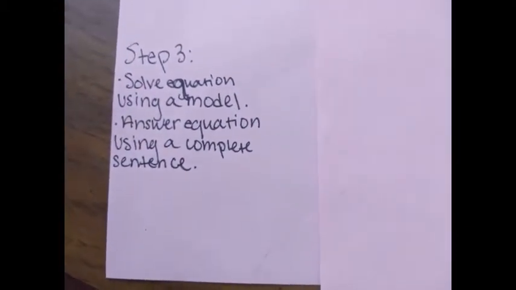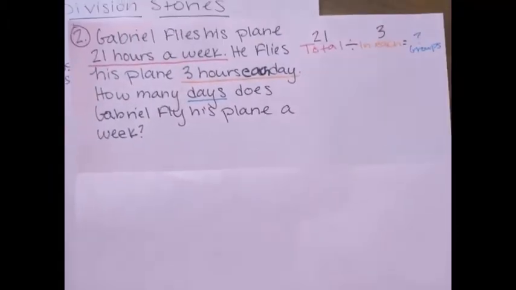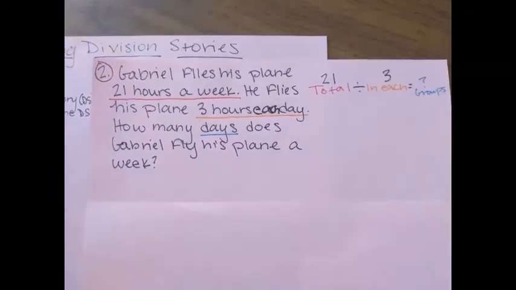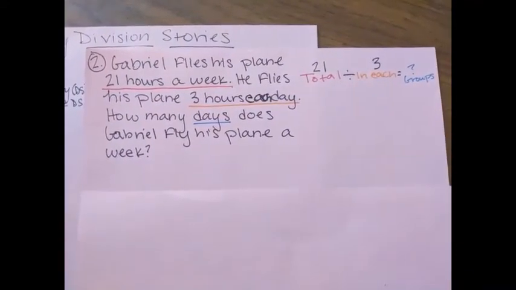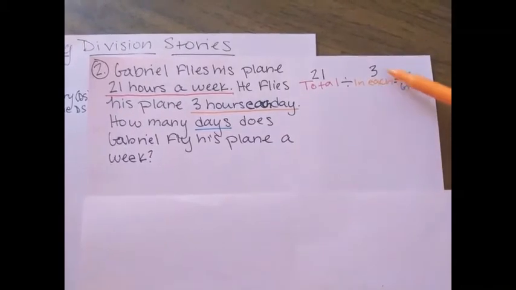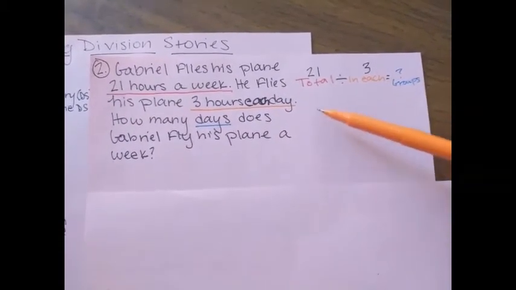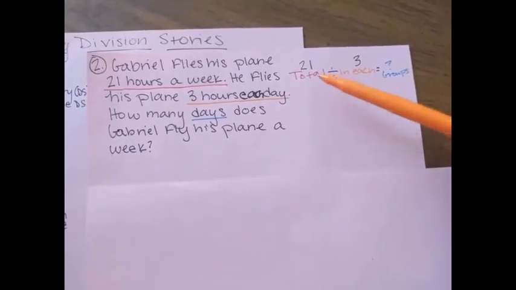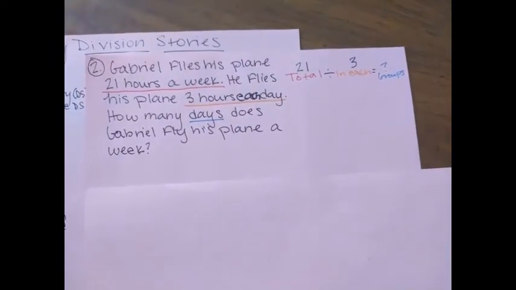So now that we have an equation that represents our division story, we are able to solve the equation using a model and answer that equation using a complete sentence. So let's do our model first. In this particular example, we do not have our groups already given to us. So our in each will just make 3 in each every time until we get up to 21 total. So that will look like this.